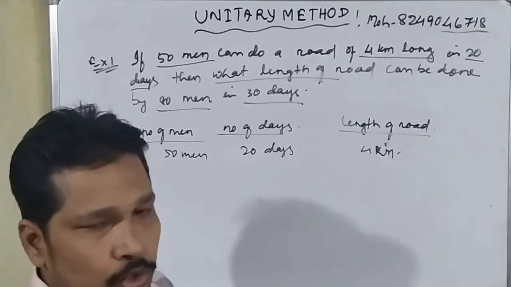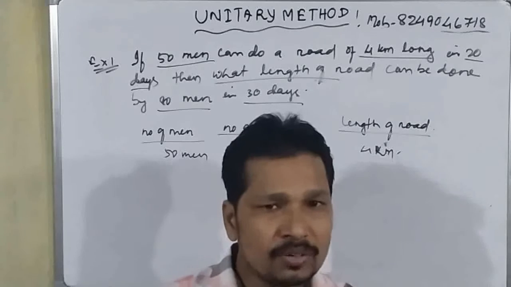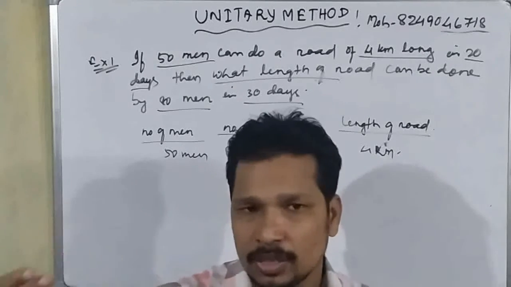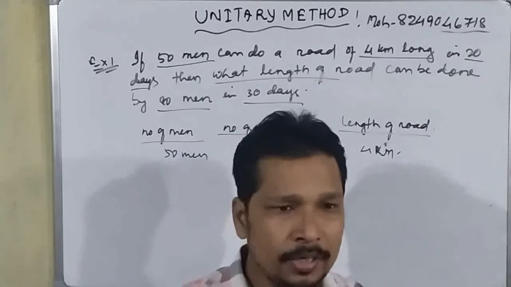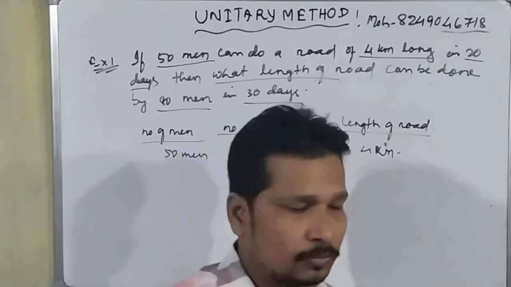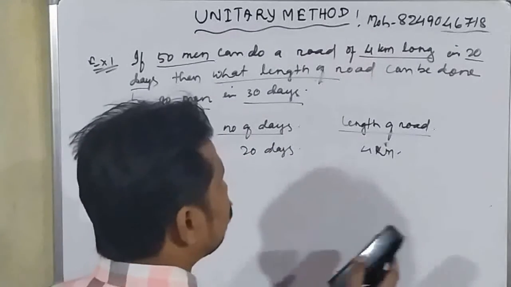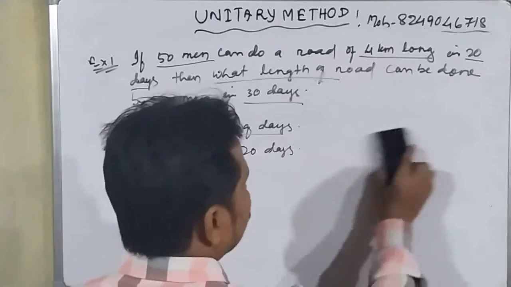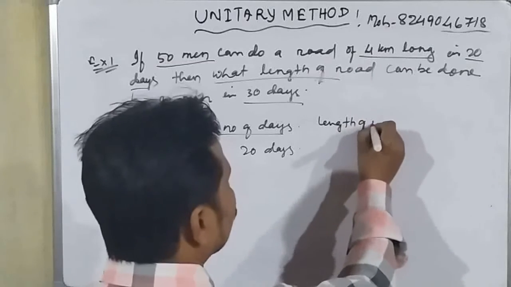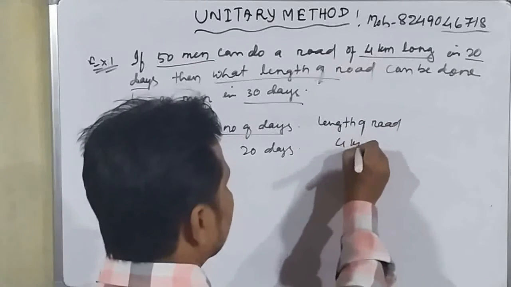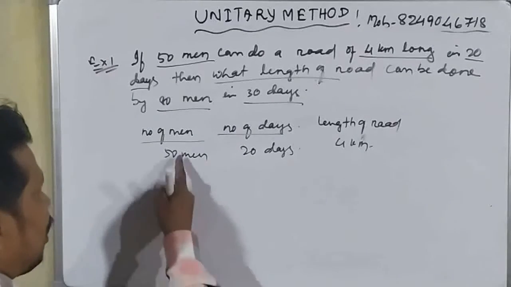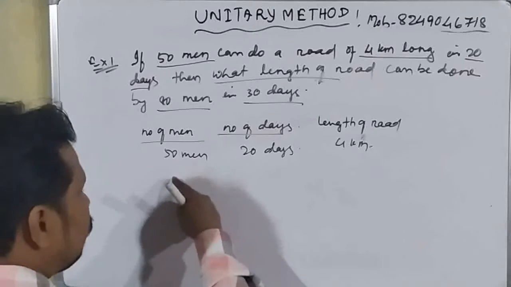Now here, first of all, we have to compare the number of men and the length of the road. So think about this, student. If the number of people increases, then what will happen to the length of the road? Definitely the length of the road will increase. More people, then definitely they will do more length of road. So I am writing: length of a road, 4 kilometers. Now one by one we have to find the value of one thing.